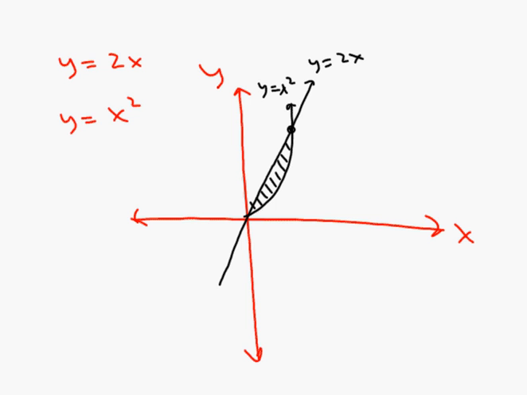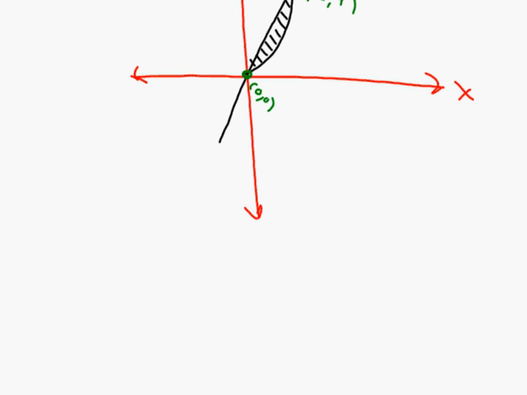And the question is, how do you set up the double integral now? Well, a couple of things. First off, we can identify some points. This is 0, 0. And then over here, at this point, you can set these equations equal, or just think about it. If x is 2, y is 4, and that's true for both equations. Plug both in. Okay? So we'll decide upon a way to integrate this.